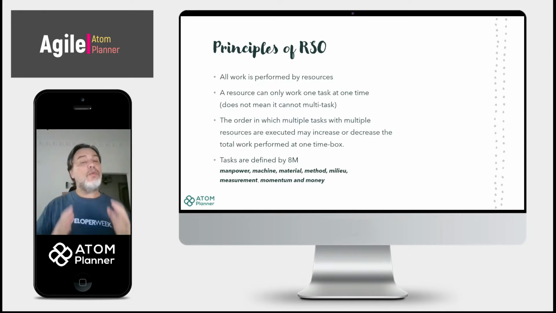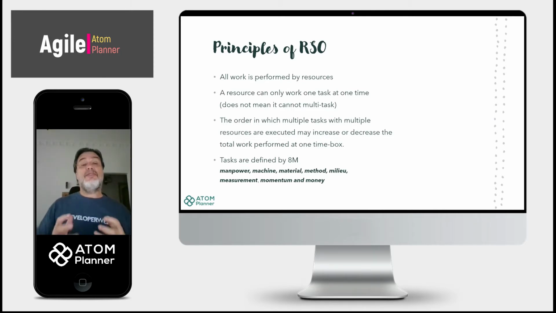First of all, work is performed by resources. This means that whatever we put to build our product, there's always a resource that's going to be part of that construction. So we need to identify the work and the resources that are applied to that particular work. And also, a resource can only work one task at one time. This does not mean it cannot multitask. It just means that at the moment I'm doing task one, I am working on task one. If I stop to work on task two, then I'm working on task two. But a resource can only work on one task at one time.